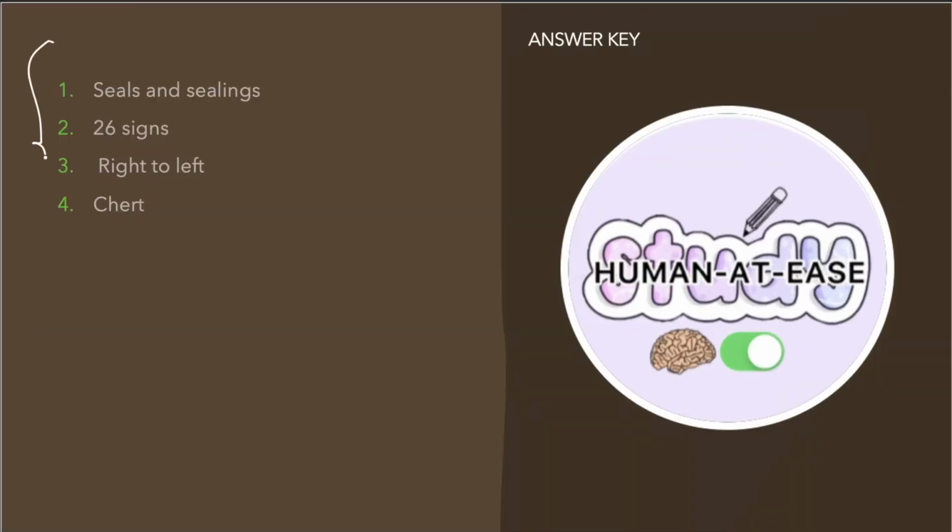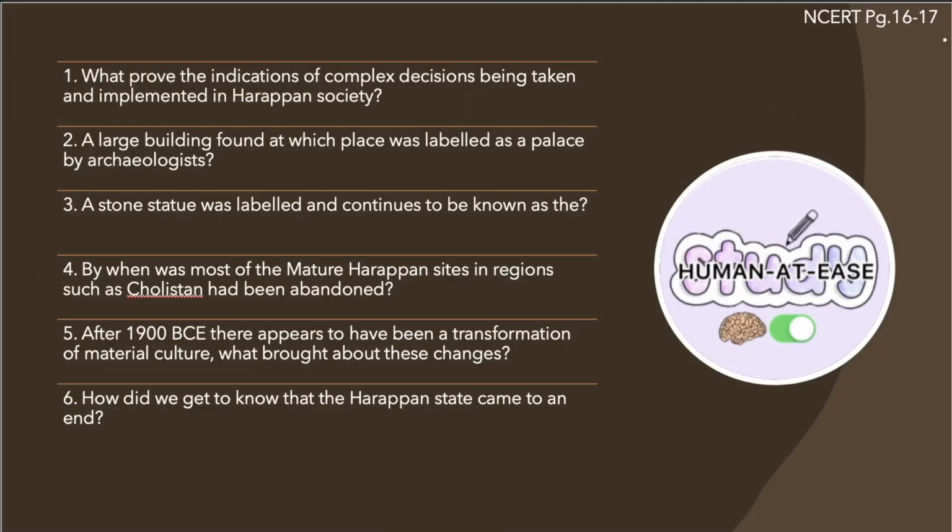Here are the answers for this set of questions. NCERT page number 16 to 17. Question number 1. What proves the indications of complex decisions being taken and implemented in Harappan society? Question number 2. A large building found at which place was labeled as a palace by archaeologists?